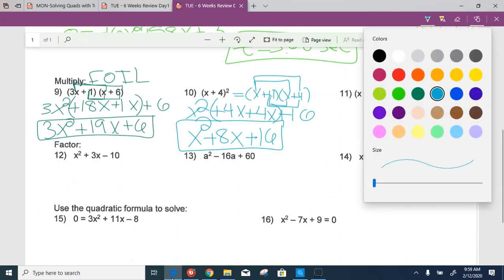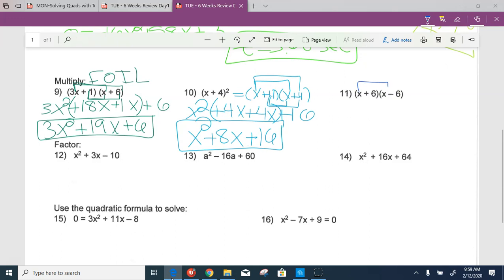Number 11, same exact method again. X times x is x squared. X times negative 6 is a negative 6x. Positive 6 times x is a positive 6x. And positive 6 times negative 6 is a negative 36. X squared can't be combined with anything else. These x's can be, and since they're opposites of the same amount, they cancel out to 0 of them. So I have no x's represented anymore. And I have this minus 36.